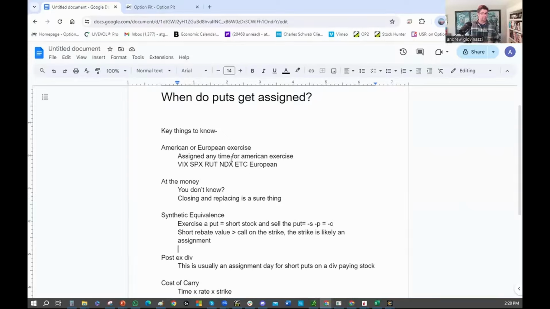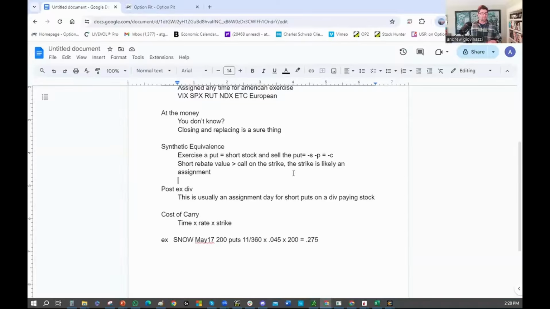To recap, most of you are worried about American exercise. If you're at the money near expiration on expiration day, you don't know. The only way you can know for sure is if you close and replace by stock. That's a sure thing. Synthetic equivalence means from a liquidity provider point of view, when they exercise a put, it's like them selling a call. So they're not going to do it for no reason.